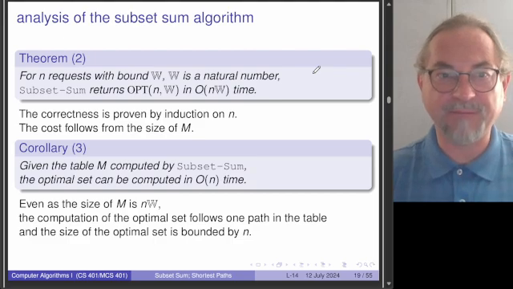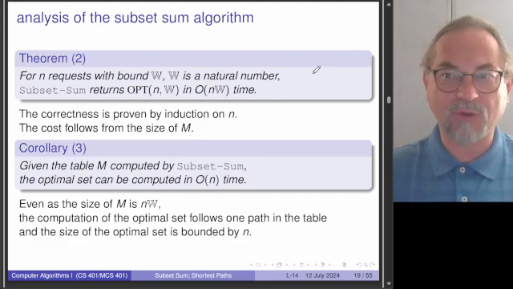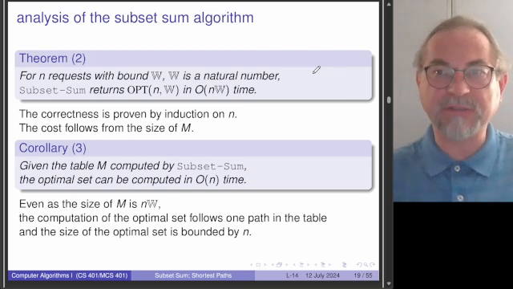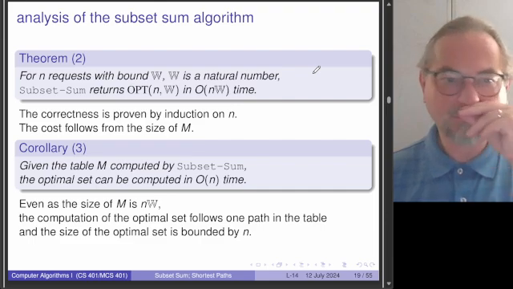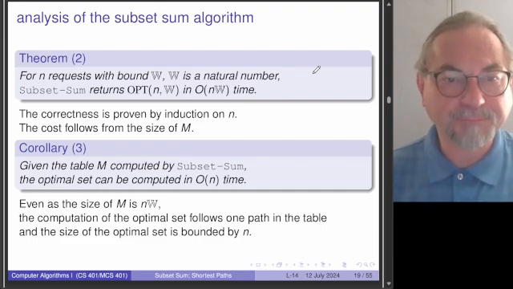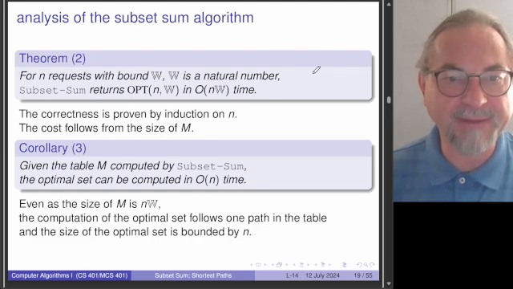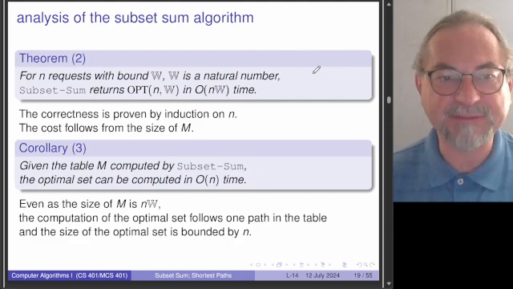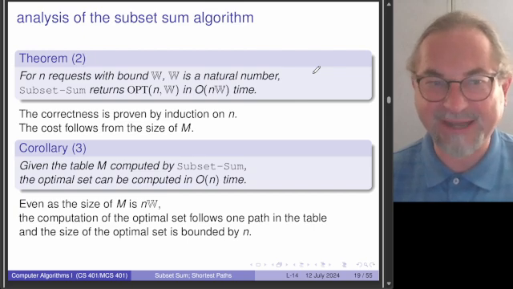If you actually go one item up, you go from n minus 1 times the big W, and you add n times the W. The big W is the size of a row. Okay, if you have n items, given the table, the optimal set can be computed in linear time. And this is actually the answer to the exercise.